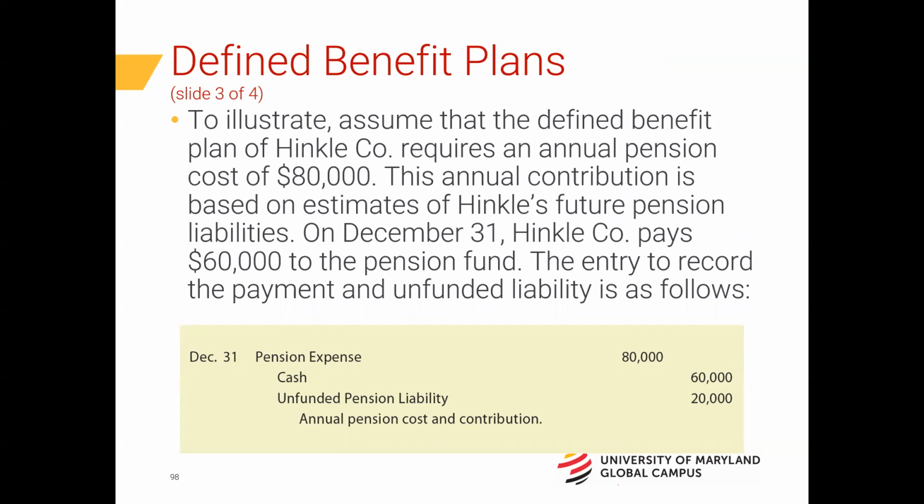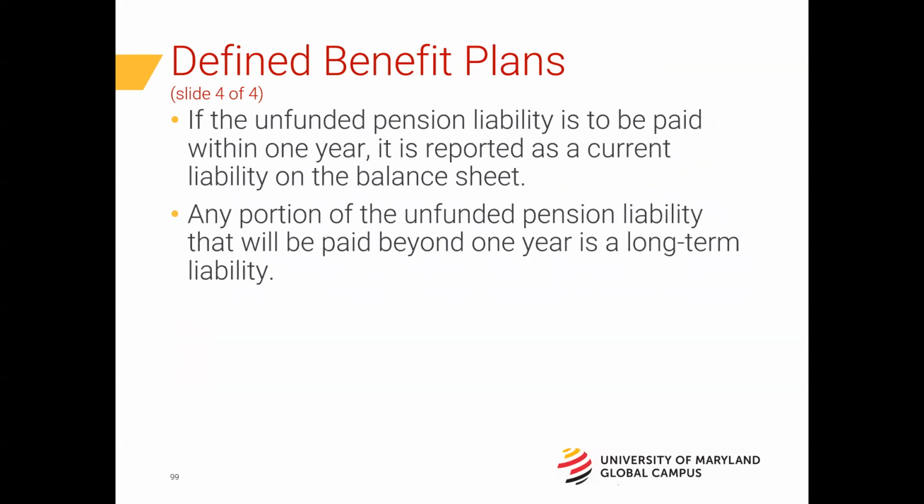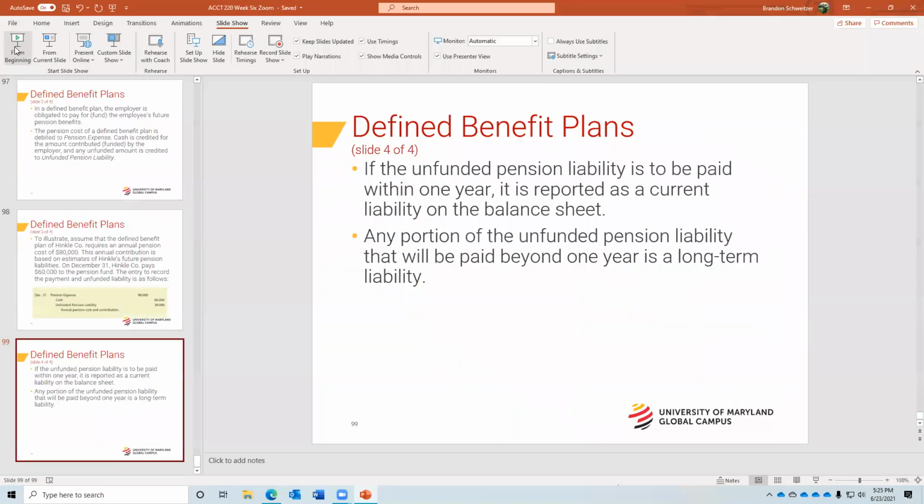Here's a payment that the company made to the pension: debit pension expense, credit cash, and credit unfunded pension liability. This is in the event that the pension fund has a deficit, and that happens from time to time, unfortunately. And that, my friends, is the end of our presentation today.